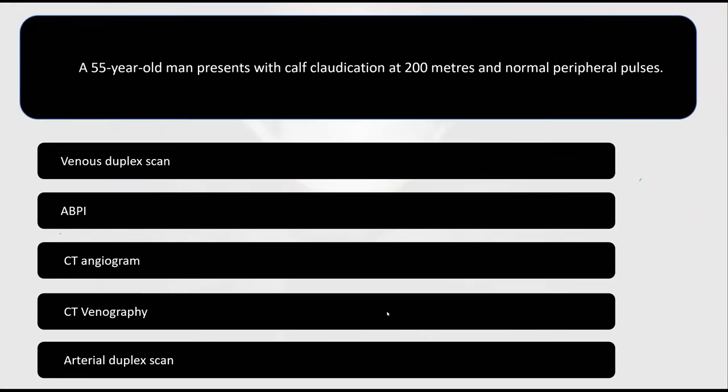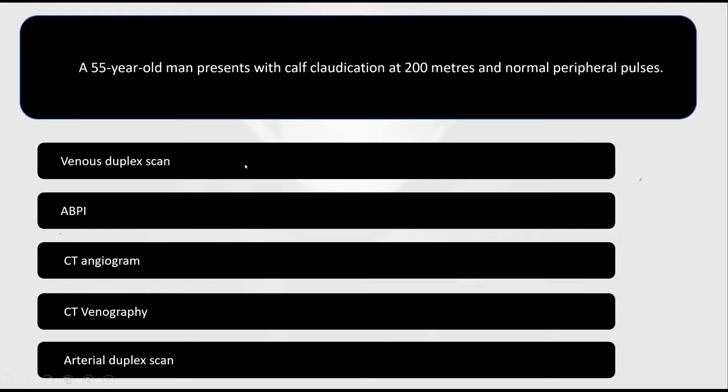Yes, a 55 years old man presents with calf claudication at 200 meters and normal peripheral pulses. Venous duplex scan, ABPI, CT angio, CT venography, arterial duplex scan. We start investigation by venous duplex scan.